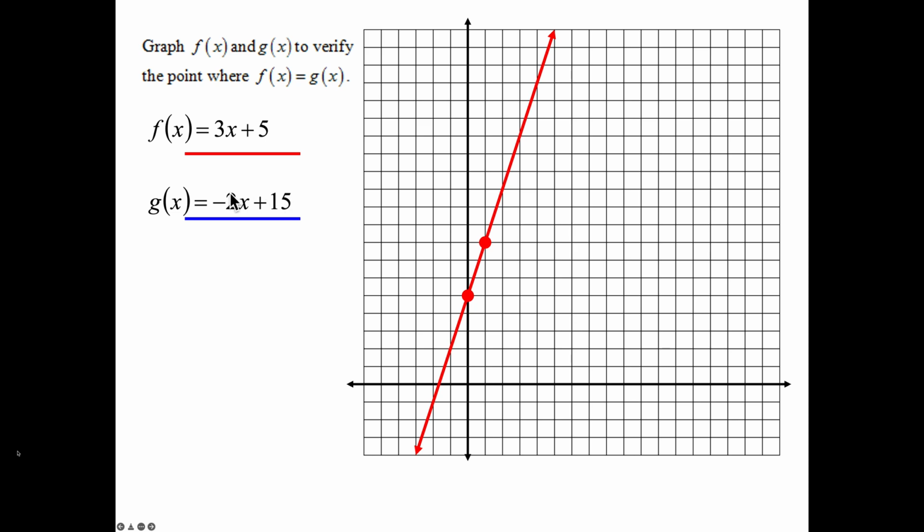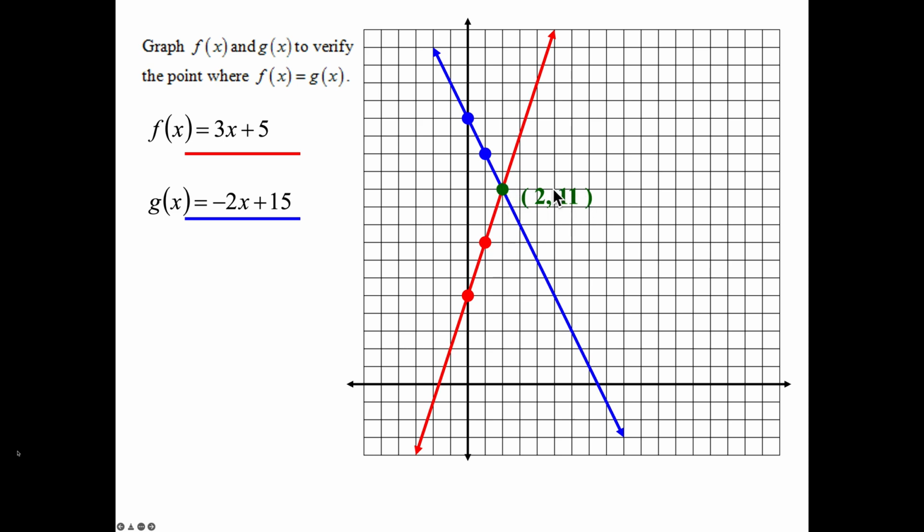G of x, negative 2x plus 15. So if this is 5, 1, 2, 3, 4, 5, 6, 7, 8, 9, 10. 10 more up will give me 15 right there. Down 2 to the right 1. Down 2 to the right 1. There's my intersection point. And that's at 1, 2, 3, 4, 5, 6, 7, 8, 9, 10, 11.